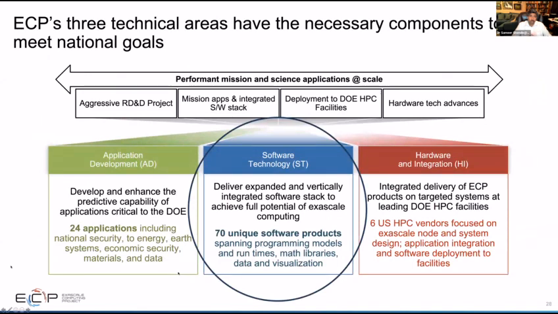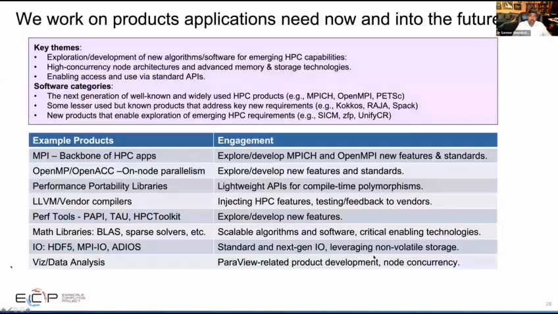So you have a collection of applications. There are over 24 applications. You have software technology products, about 70 different products that you may already be using, and then hardware integration to deploy these on the exascale systems in the future. So we work on products, we work on applications, we work on runtime systems, we work on products that the applications need now and also in the future.